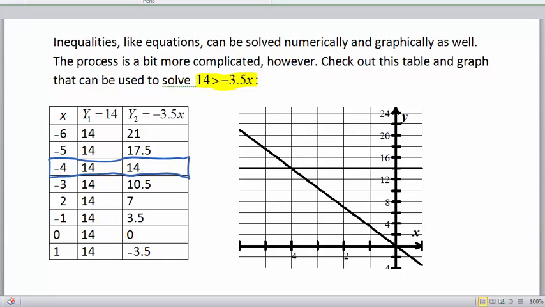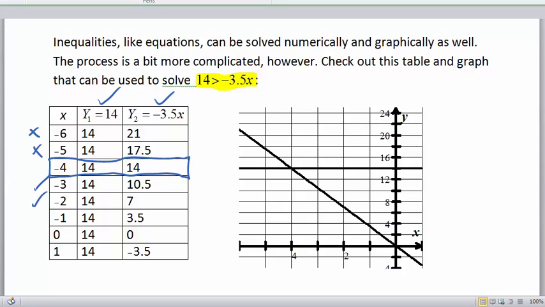So what we're trying to do is find in what interval 14 is greater than negative 3.5x. This column is always 14, and this column here is always negative 3.5x. So we want the y1 column to be bigger than the y2 column. Just look at each row and see where that is true. Here at negative 6, 14 is not greater than 21, so it's not true there. Here, 14 is not greater than 17.5, so it's not true there. Here, we already found it's where they're equal, so that's our switching point. And everywhere below this, 14 is greater than 10.5, 14 is greater than 7, 14 is greater than 2.5, greater than 0, and greater than negative 3.5.